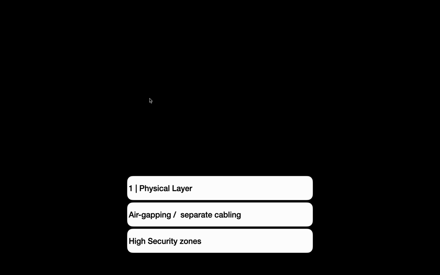This is very restrictive. Air gapping with separate cables means not allowing any connection into certain areas, not connected at all. This is for high security zones. So the lower you get on the layers, the more you physically restrict communication.